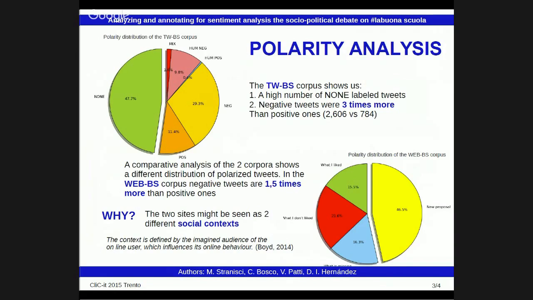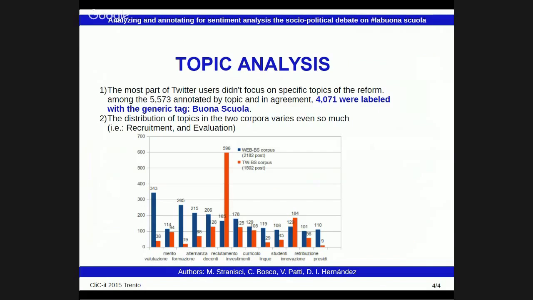Why? We believe that the difference in this distribution of labels has to do with research in different social contexts, in the fact that these two sites are two different social contexts that influence the user's utterances.